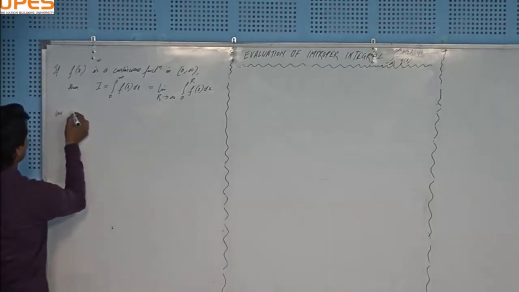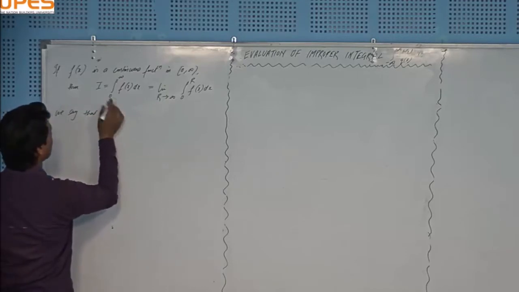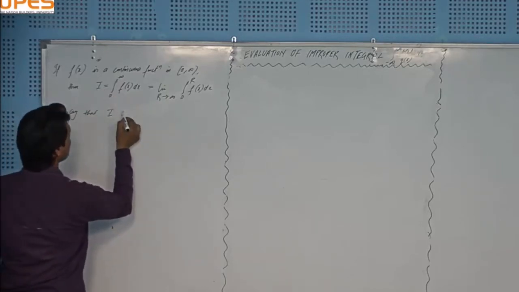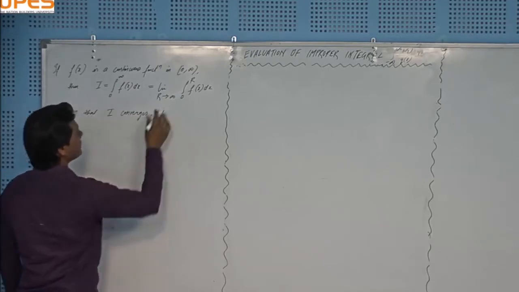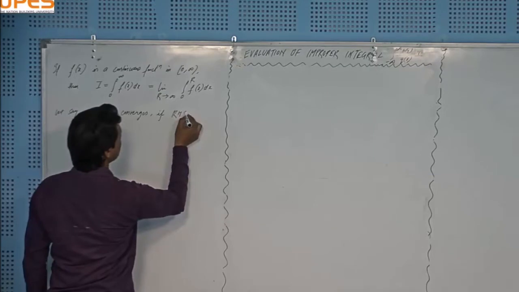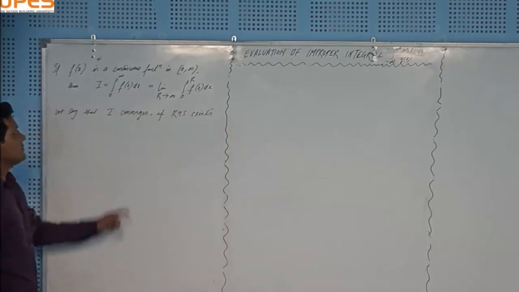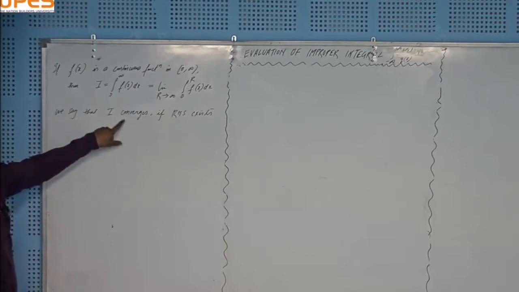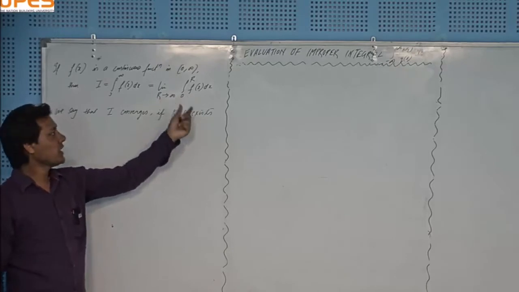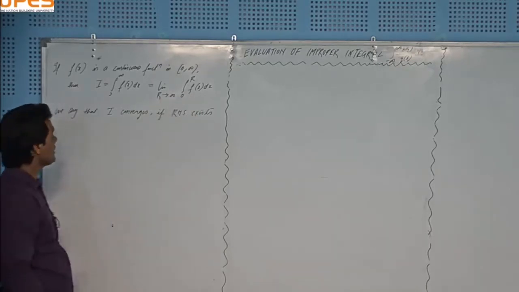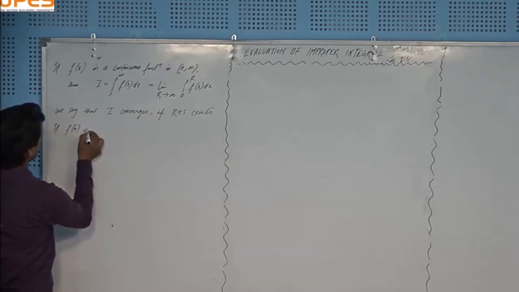We say that this integral I converges if the right hand side integral exists finitely. It means that we say that this integral capital I converges if the right hand side integral has some finite value. Okay.